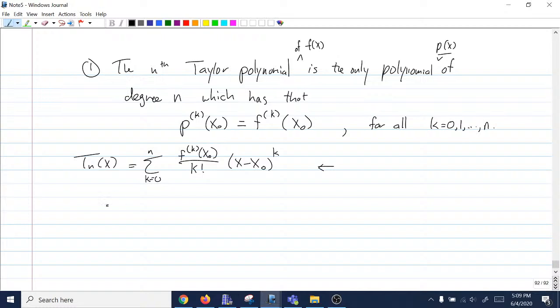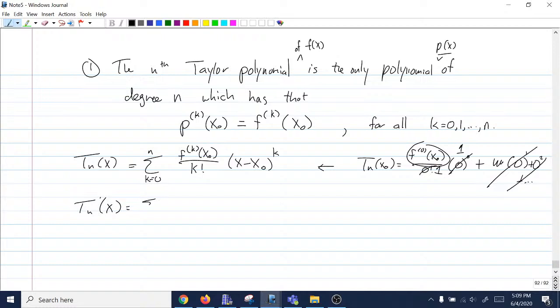You just plug in some numbers and it's true. I guess I'll do one of them. If you try to plug in x naught, the first term will be f of x naught divided by 0 factorial, times x minus x naught to the 0, which is 1. You get the correct thing, plus a bunch of terms that have 0 to a power, all of which cancel out. Maybe I should write out a few terms to make it clear what's going on here.